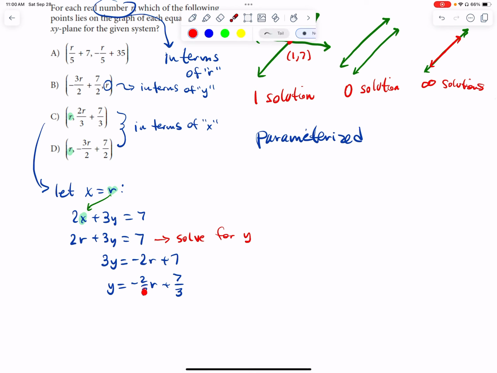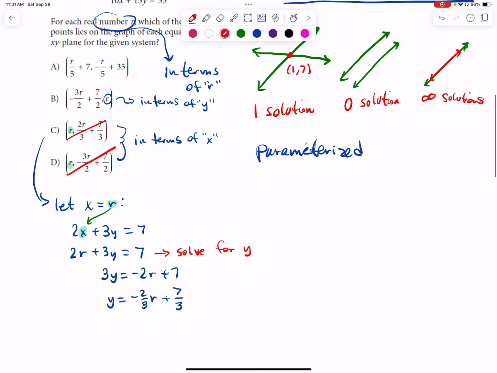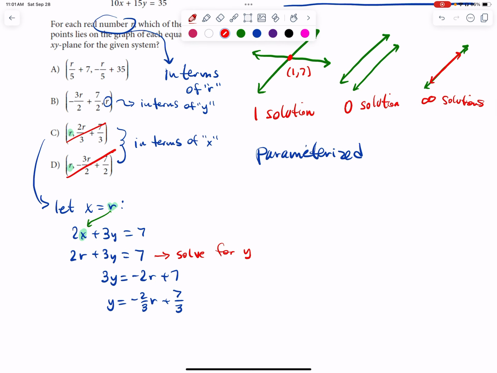So let's see if this matches up with either C or D. This one is a positive 2/3, but I had a negative 2/3, so I know it's not that one. So this one goes away. And then, here, let's look at D. It does have the negative sign, but it has division by 2 instead of division by 3. Very clever. Okay, I'm thinking my answer choice is actually B. So let me show you that it is actually B.